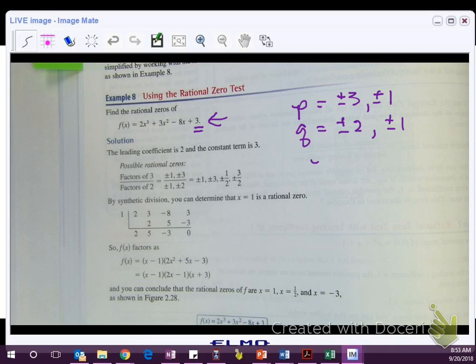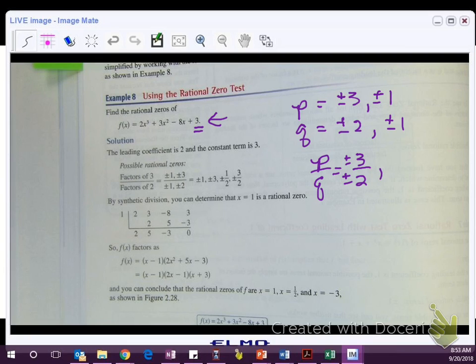So p over q then, and I know it's written there, but I want to walk you through it. P over q is plus 3 over 2, right? So we have plus or minus 3 over plus or minus 2. That will give me plus 3 halves or minus 3 halves. Because plus 3 over plus 2 is plus 3 halves. Minus 3 over minus 2 is plus 3 halves. And one of them negative and one of them positive gives us a negative. So that gives us two choices, plus or minus 3 halves.